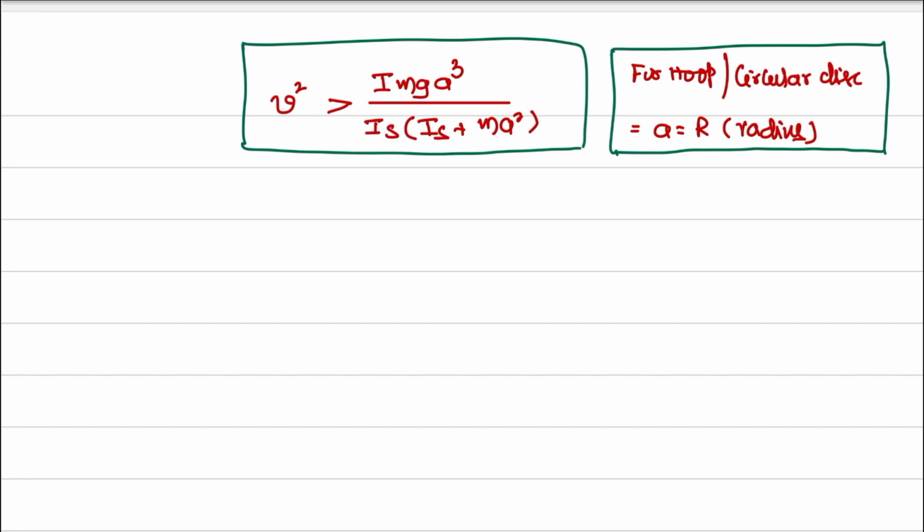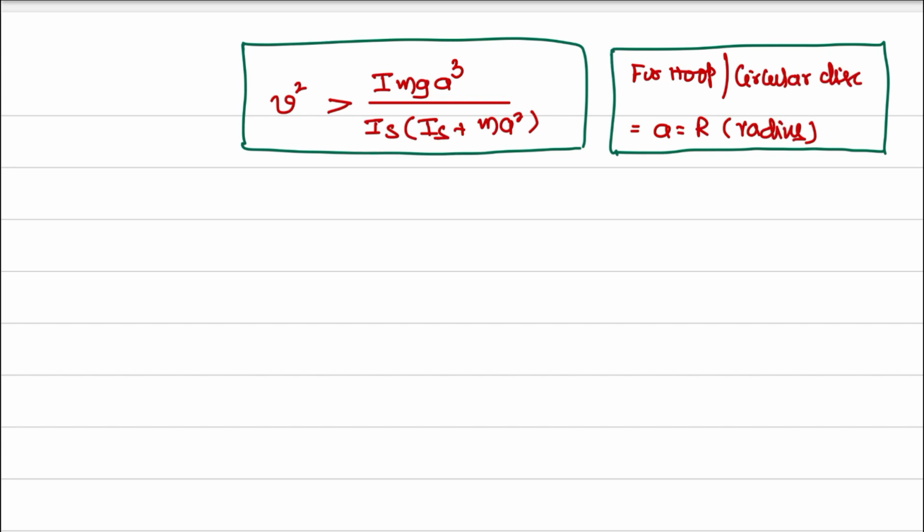Find out A for different shapes, like a cone, what it should be, or any other shape you can think of, and find out. Physics is general. A is a general parameter. That general parameter for a circular disc or a circular hoop is R, the radius.